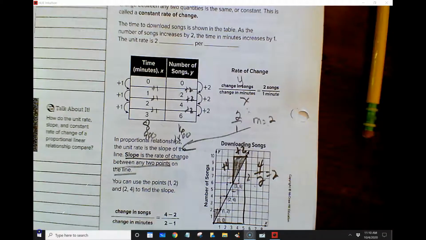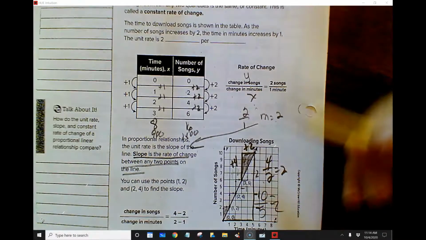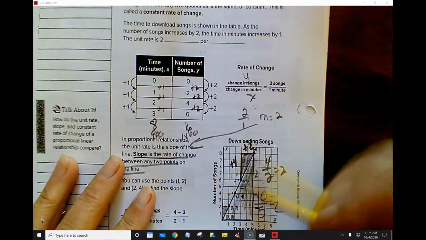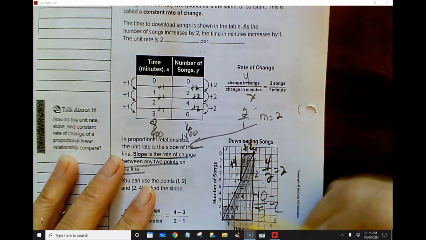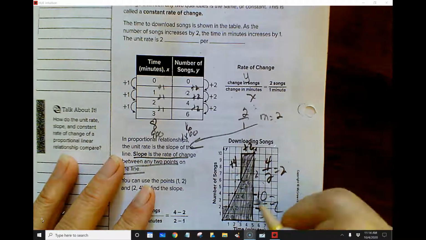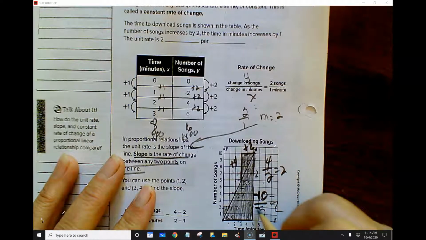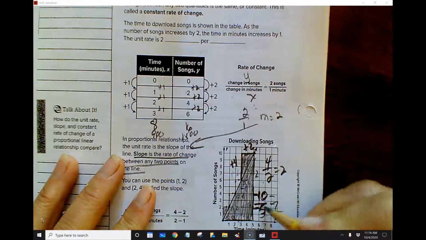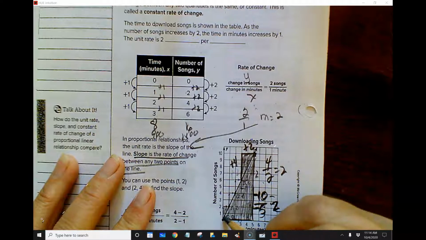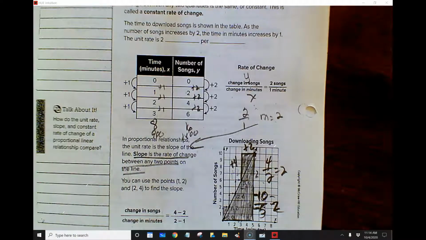Hang on a second. If you noticed here, I went down 10 units and went to the left 5 units. If you go down or to the left, you always indicate that with a negative sign. You indicate your direction with a negative sign. A negative 10 divided by a negative 5 is a positive 2. So using this point here and this point here, it still has the slope of 2. So that's the whole point I want you to understand.